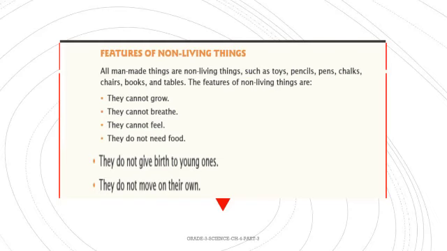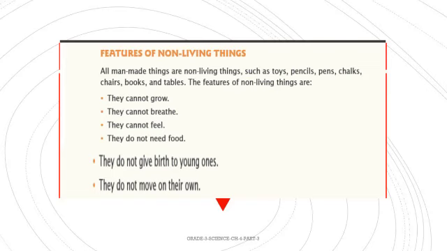So what are the features of non-living things? Number 1, they cannot grow. We have seen in the features of living things that living things grow, but non-living things cannot grow. The next feature is they cannot breathe. In the living things we have seen that they breathe, like human beings breathe with the help of their nose and fishes breathe with the help of their gills. But non-living things cannot breathe.